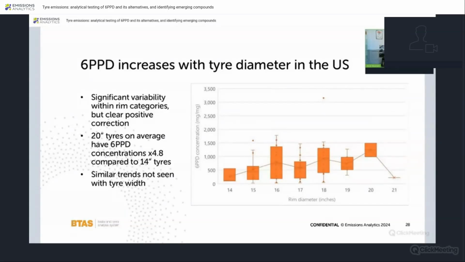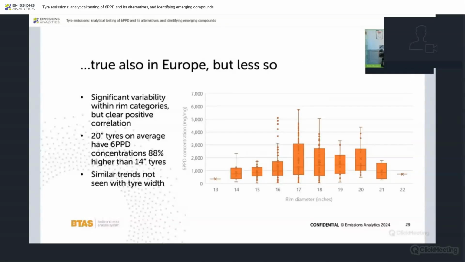And we see quite a significant variability in that, and this is the rim size in inches. So we see in the United States there is a significantly increasing trend of more concentration of 6PPD the larger the wheel becomes, to the extent of 20-inch tyres have roughly 5 times the concentration of 6PPD than the average 14-inch tyre. We did also run the same analysis with tyre width, and the similar correlation was not seen.